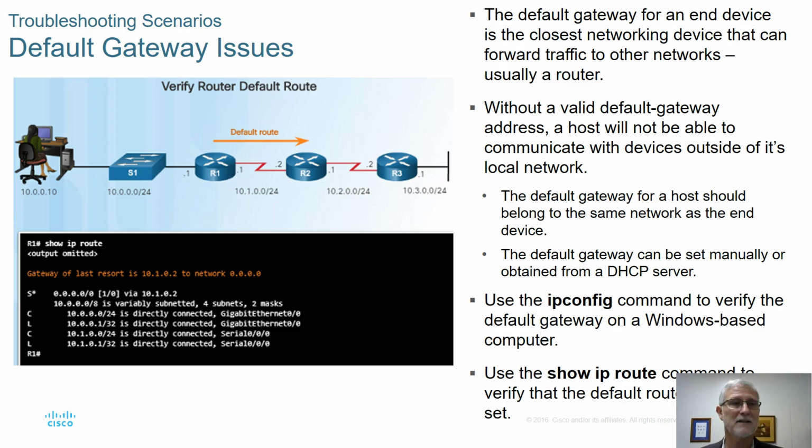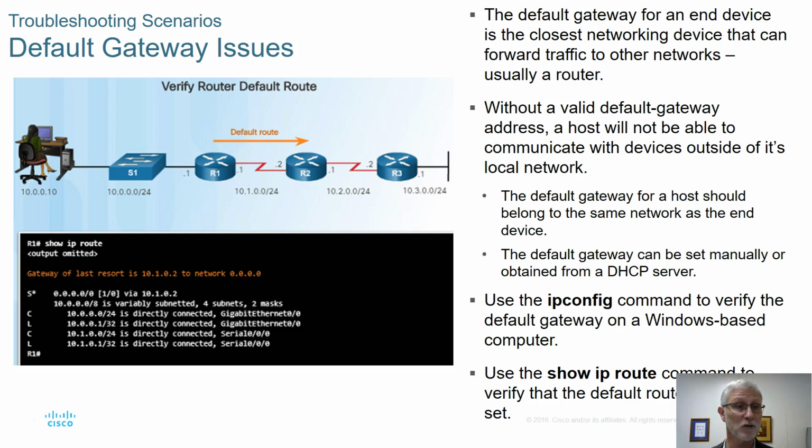Now, there are times where you have default gateway issues. Now, default gateway is what? It's, for the end device, the closest networking device that can forward traffic to other networks. And if you don't have a valid one, you won't communicate outside of the current network. You got to make sure that your current host is part of that default gateway network. You can manually set it or get it from the DHCP. Usually it's set up through the DHCP. ipconfig will show you that.